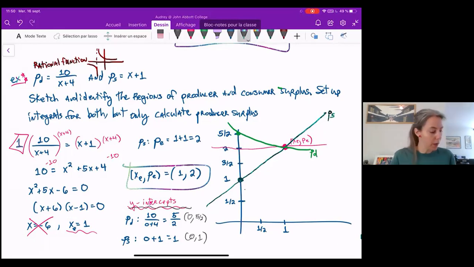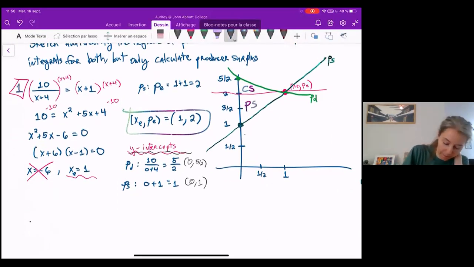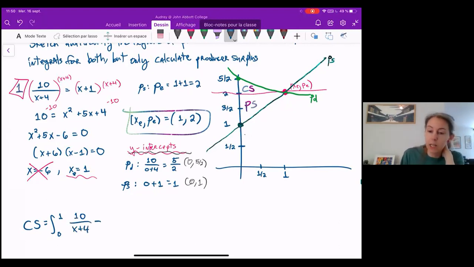And then we know that consumer surplus, the demand function goes with consumers, consumer surplus is on top, but the supply function goes with producers, so producer surplus is on the bottom. There you go. All right, so now we want to set up the integrals for both of them. So consumer surplus is going to be equal to the integral from 0 to 1, my x sub e, of the demand function. So in this case, my demand function was 10 over x plus 4 minus my equilibrium price. My equilibrium price was 2 dx.